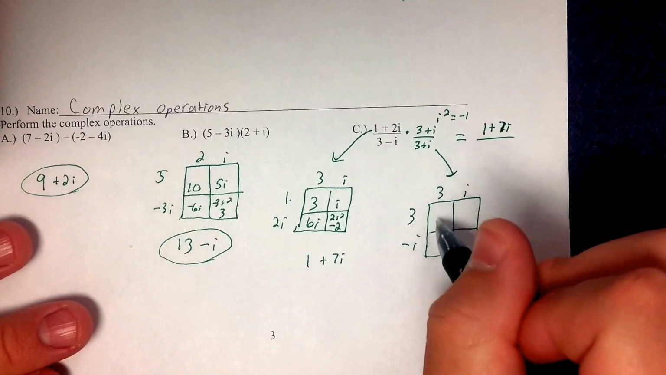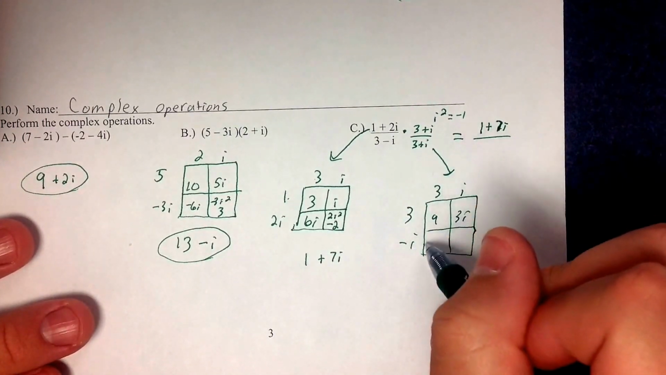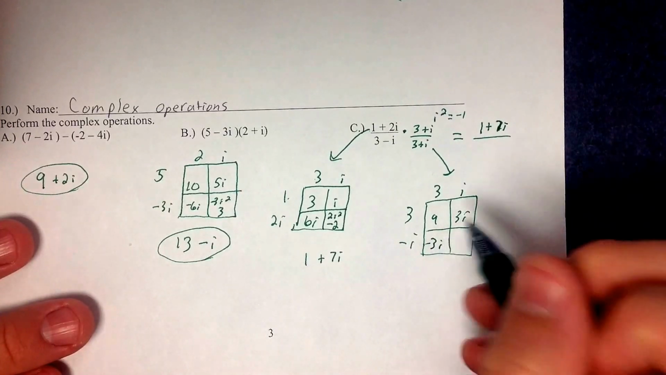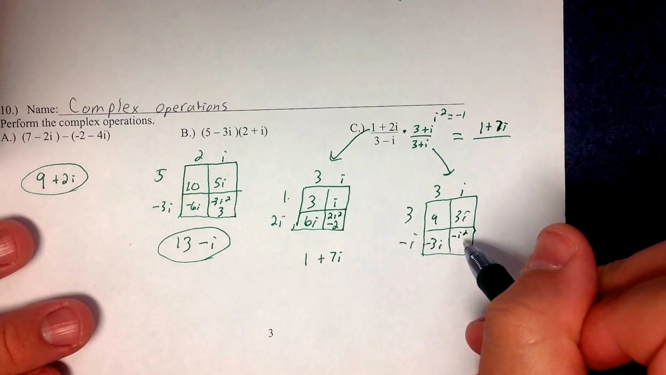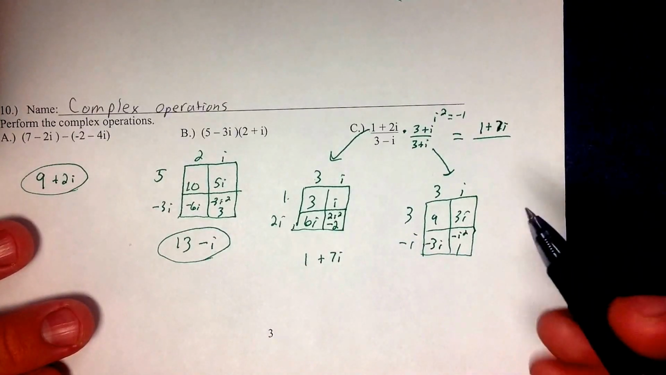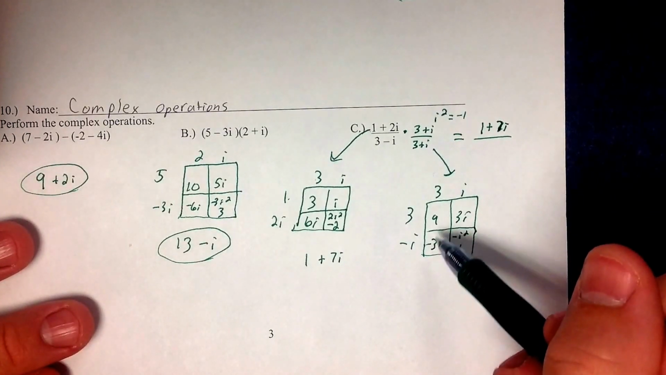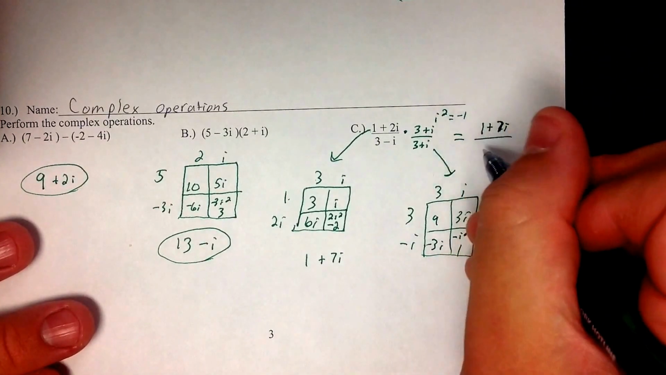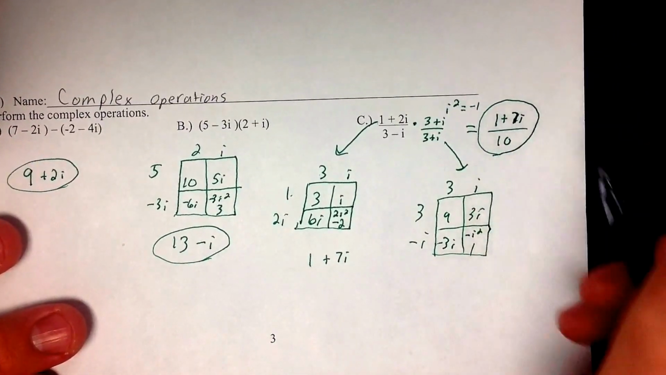The bottom part, 3 times 3 is 9, 3 times i is 3i, 3 times negative i is negative 3i, and then I have negative i squared. But again, i squared is negative 1, so it's negative times a negative 1, which is a positive 1. Here the 3i and negative 3i would drop out, and then 9 plus 1 is 10. So I'd have 1 plus 7i over 10.